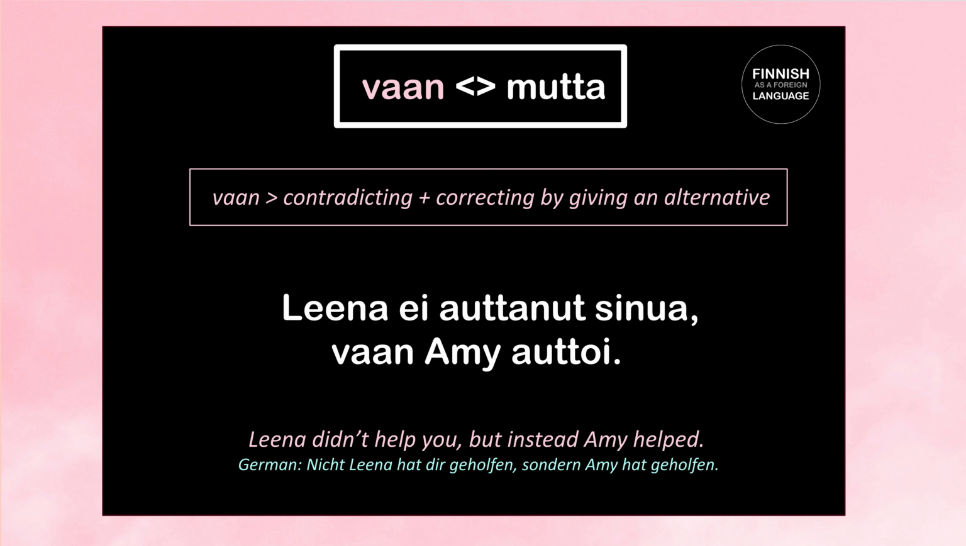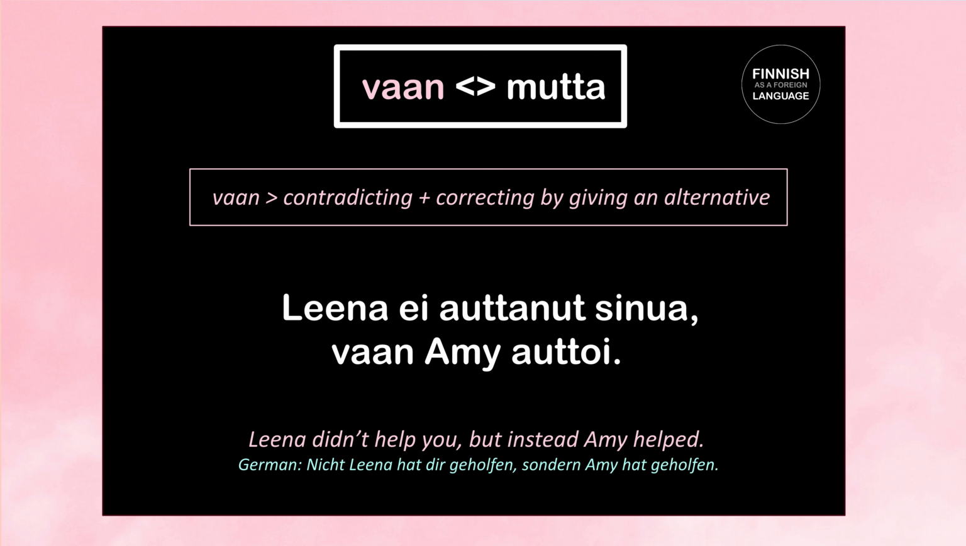So Leena ei auttanut sinua means Leena didn't help you. Ei auttanut is the negative third person singular past tense of the verb auttaa, which means to help. Then we have here sinua, which is the partitive case of sinä. Then we have our conjunction vaan, which means but rather or but instead, followed by Amy auttoi, which means Amy helped. So here we are using vaan in order to clarify that instead of Leena, it was actually Amy who helped. So let's repeat. Leena ei auttanut sinua, vaan Amy auttoi. Leena didn't help you, but Amy helped.